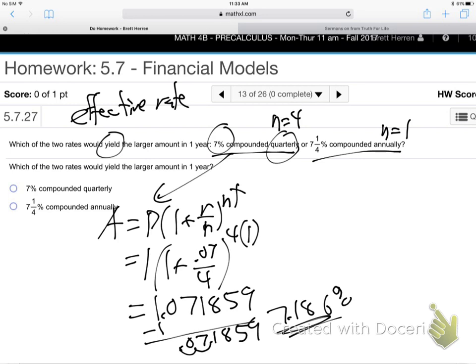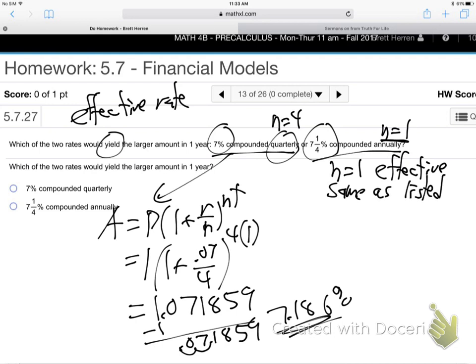On that one, how about the other one? If you take this one, notice it's only once per year. So it's the same as its listed rate. You don't even need to do the formula. You could if you want to. Nothing will change at all. If you did the work, it would come out the same. So n equals 1: effective is the same as listed. If you're only compounding once a year, that is the rate. Boom, done.